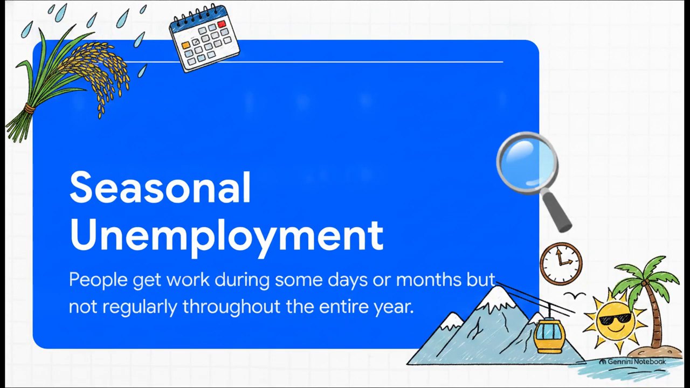Right alongside that is seasonal unemployment. This happens when people are employed during certain days or months of the year but are completely unemployed the rest of the time. It's tied directly to the seasonal character of certain industries and a total lack of alternative work during what we call the slack season. To put that in perspective, think of a rice farmer in India. They work incredibly hard during the monsoon season, but they are entirely out of work when agricultural activity dies down in the winter. Or take the tourism industry, like hotel staff at a busy ski resort who suddenly face unemployment when the snow melts and the warm summer months hit.